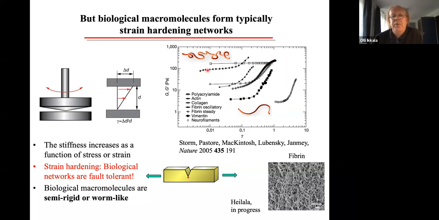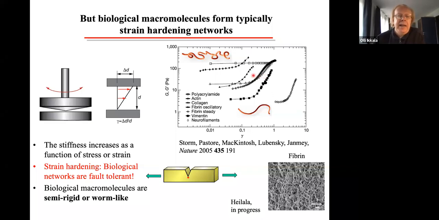Unlike, for example, in actin, you see an upturn when you have a high deformation, the modulus value increases. This happens also for collagen, fibrin, vimentin, and neurofilaments. It seems to be a general natural case that as a function of increased deformation, the modulus value becomes higher.